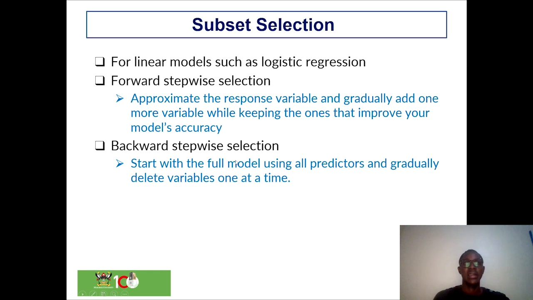And then the backward stepwise selection is not very different. It's the same idea, but starting with a full model. So we begin with all features, and then we go on taking away one feature at a time. So if we take away a feature and we realize that our accuracy drops due to the elimination of this feature, then we bring that feature back. If we take away a feature and the accuracy improves, we completely discard that feature.